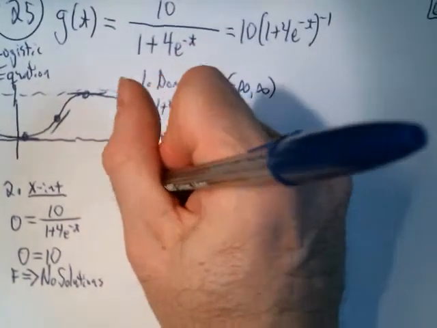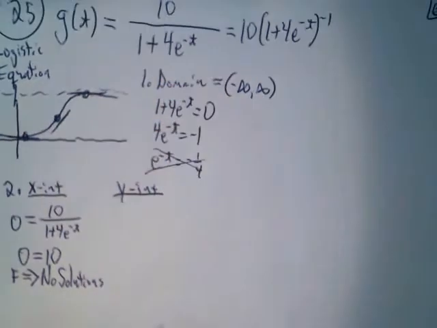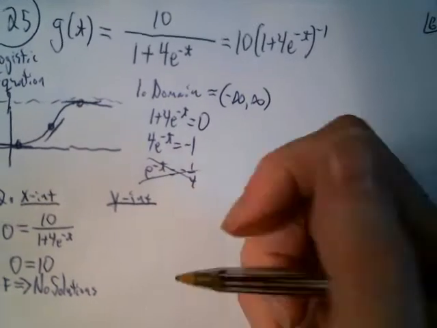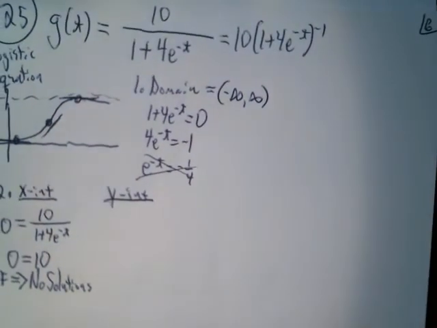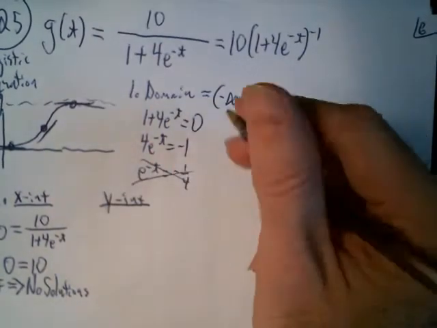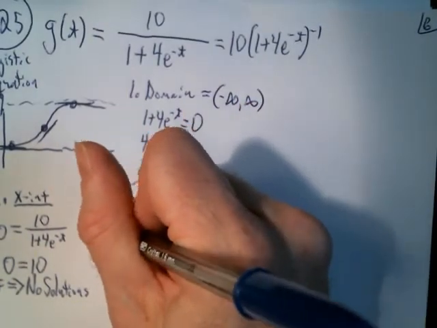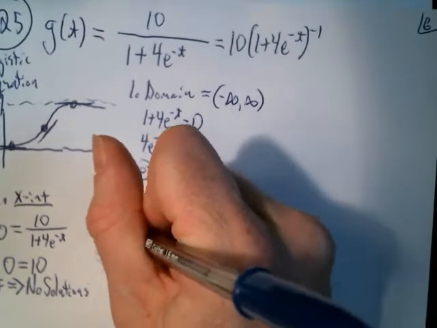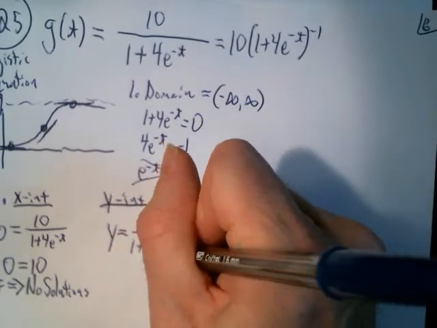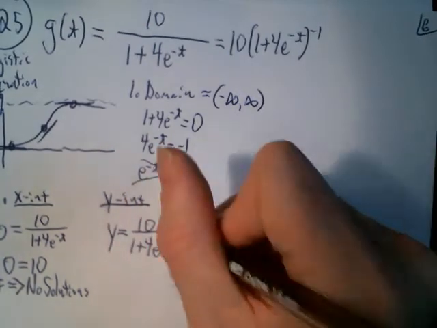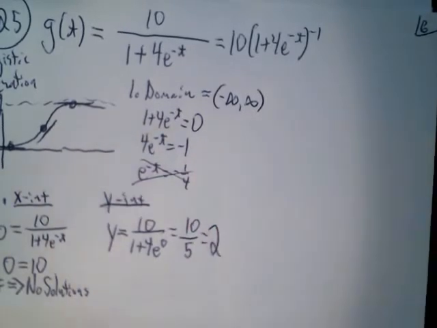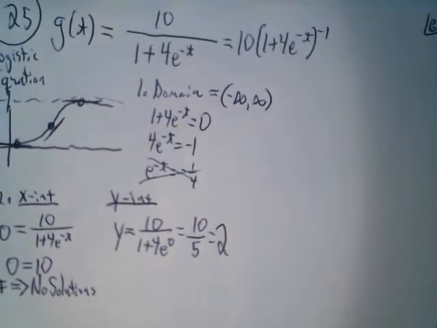Y-intercept, on the other hand, there actually is one. You can think of that as your starting population if you're thinking about zombies, the starting infection. There's 2 zombies escaped from the hospital or something. So for the y-intercept, let x equal 0, and we have g of 0, basically. I'll just write y is 10 all over 1 plus 4e to the 0, which is 10 all over 5, which turns into 2. So 2 zombies in the beginning.